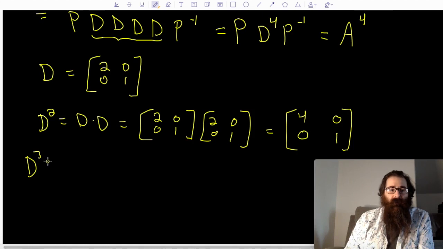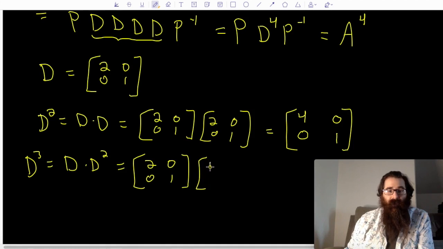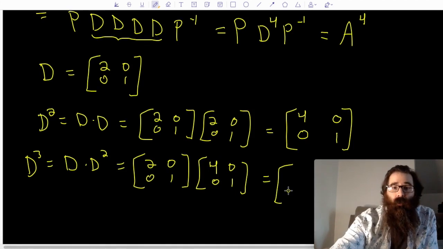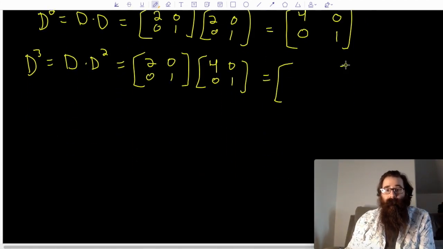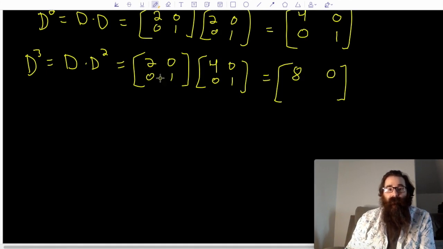If I want D cubed, we could think of this like D times D squared. So we'll just take matrix D and multiply that to what we have for D squared. And again, we'll work with our row column rule. So first row, first column, 2 times 4 plus 0 times 0 gives me 8. 2 times 0 plus 0 times 1 gives me 0. Moving down to the second row, back to the first column, 0 times 4 plus 1 times 0 gives me 0. Bottom row, last column, 0 times 0 plus 1 times 1 gives me 1.